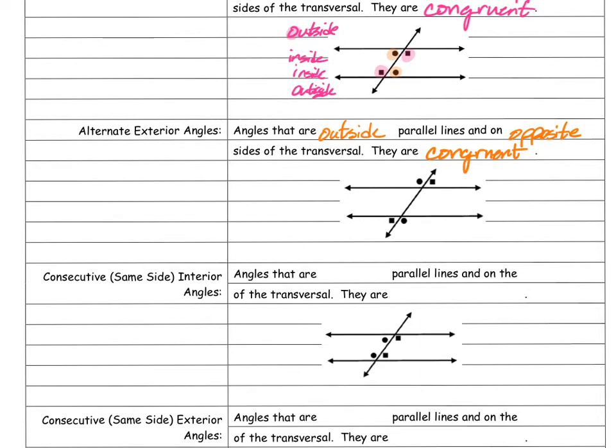So again, I've got this one and this one, and I've got this one and this one, and they're congruent. The 2 pink ones with the squares are congruent, and the 2 orange ones with the circles are congruent. And again, they're on opposite sides of my transversal, and they're on the outside of my parallel lines. So that's why they're alternate exterior angles.